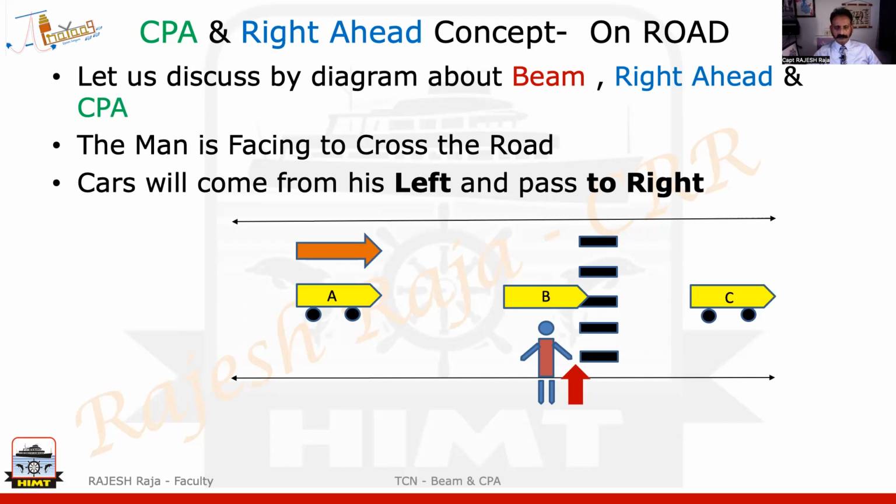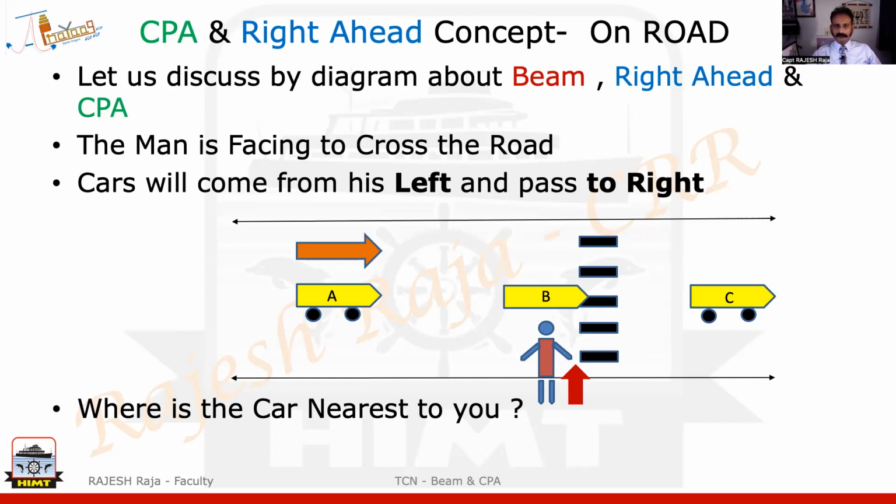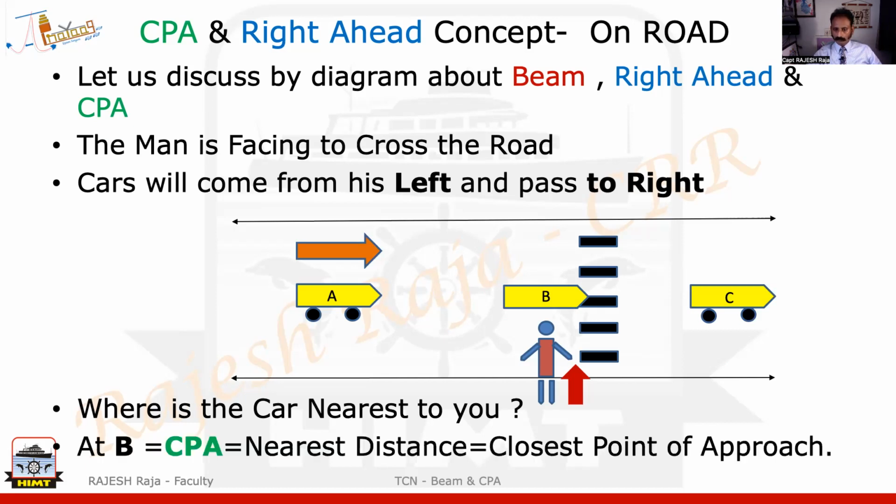The first thing, let us see. Where is the car nearest to you? The word nearest is also called closest. The word closest, I told you, is related to the position. So obviously, the two positions between the man and the car are closest only at Bravo. That is why Bravo is called the CPA, which is the nearest distance or the closest point of approach. So this is the first principle, which is very easy to understand. How close is the target?